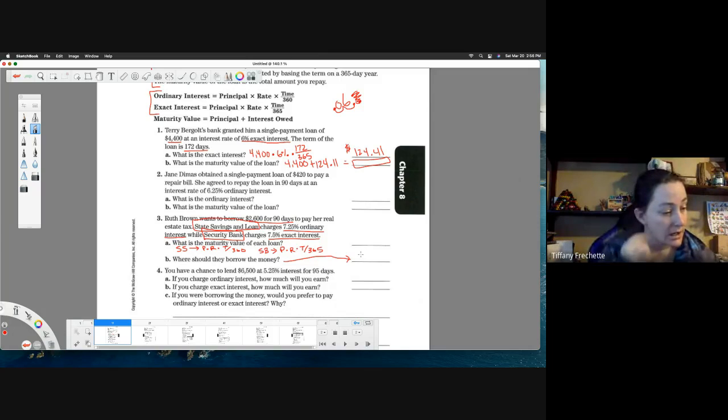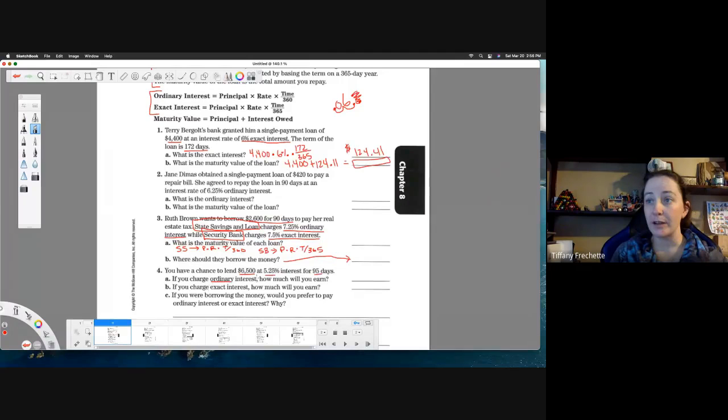All right. Let's see. If you had a chance to lend $6,500 at 5.25% interest for 95 days. If you charge ordinary interest, how much will you earn? So you have your principal, you have your rate, and you have your days. Now you're just going to go through the same thing as number 3 and just make sure. Ordinary interest means that you're going to divide by 360.